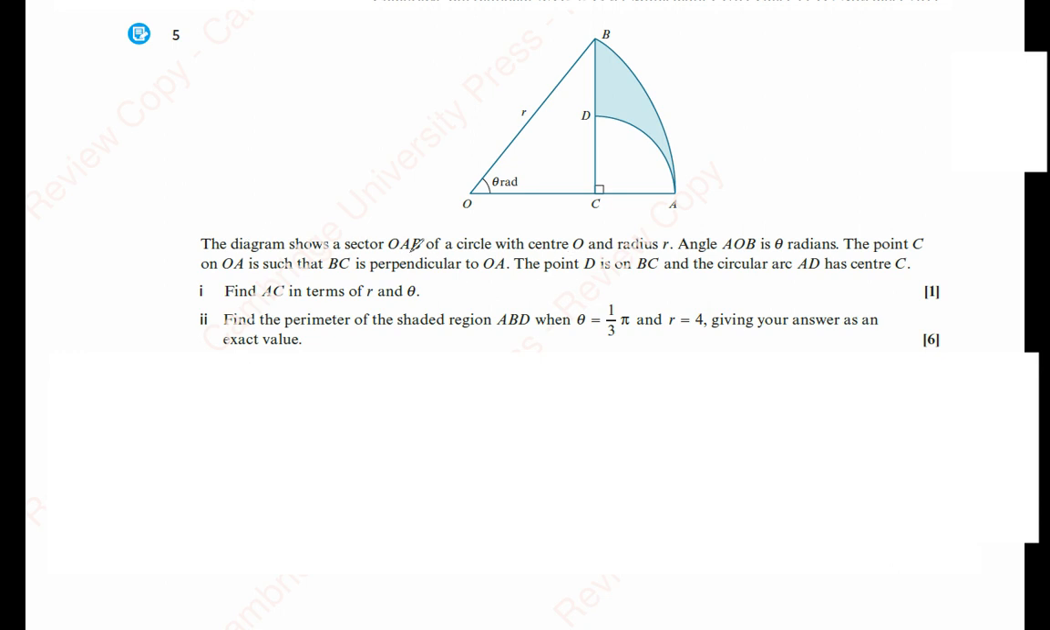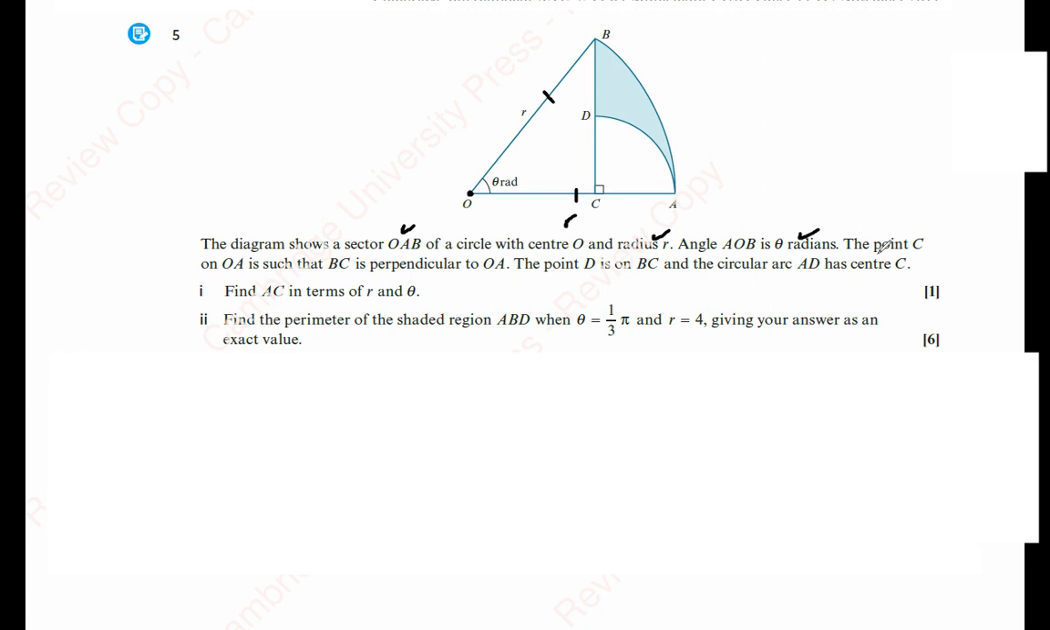The diagram shows a sector OAB. There's O, there's A, there's B. It's pretty straightforward. It says what it says, right? The sector's center is O, which means that it could be a circle, but it's not. It's a portion of a circle, a fraction theta out of 360 of a circle. It has a radius of r, which means that if this is a radius, surely that's also a radius, this whole length. And angle AOB is theta radians.